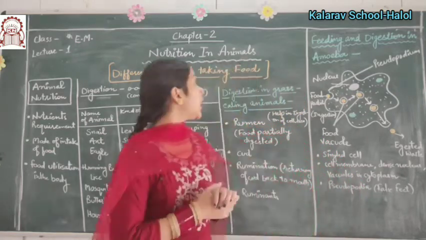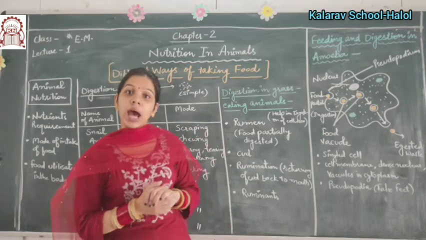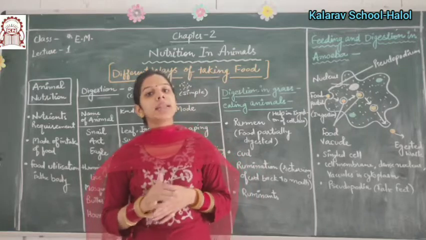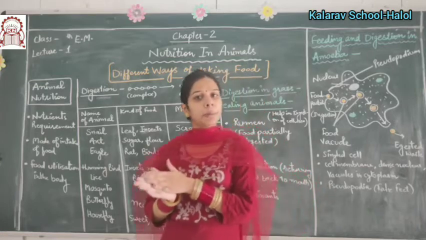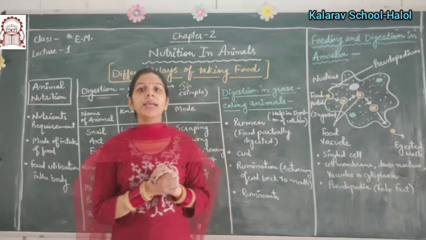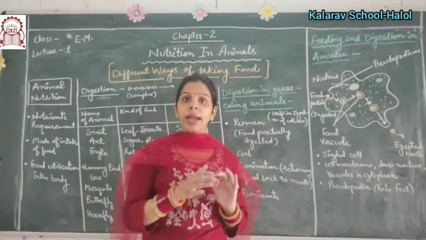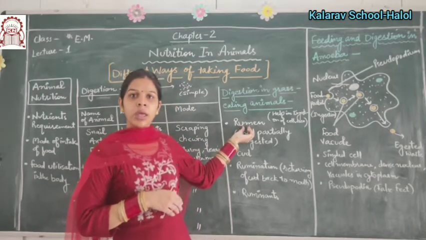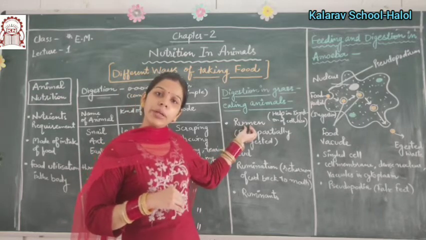Next is digestion in grass eating animals. Grass eating animals are cow, buffalo, deer, etc. So the question arises, how does digestion take place in these grass eating animals? Animals like cow and buffalo take in the grass in the mouth and store it in the stomach part called rumen. The grass taken in by the cattle is stored in the rumen.